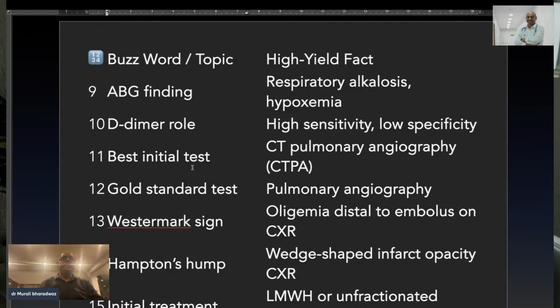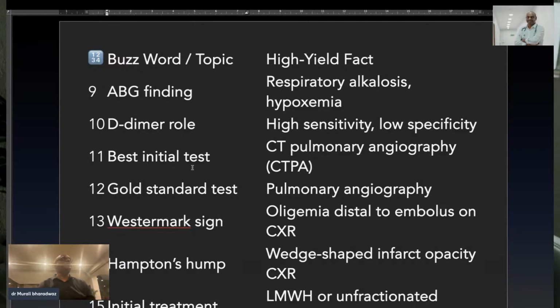D-dimer has a very low specificity but high sensitivity. If you are clinically suspecting a dyspneic patient, and the D-dimer is elevated significantly, it is sensitive very early. But there are 100 reasons for D-dimer to be positive.